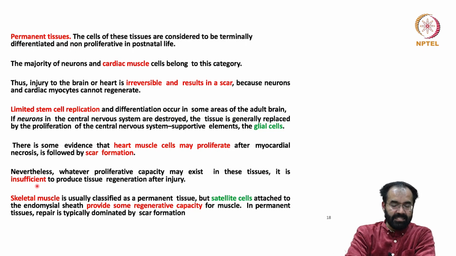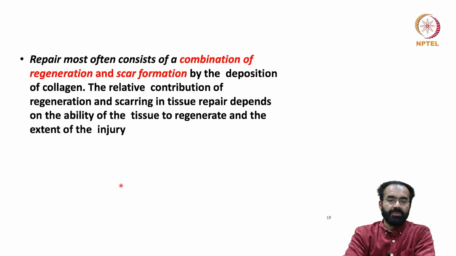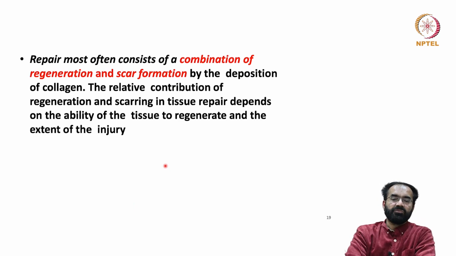Skeletal muscle, a classic example, that is your body muscles, is usually classified as permanent tissue, but the satellite cells attached to the endomysial sheath provide some regenerative capacity for the muscle. In permanent tissues, repair is typically dominated by scar formation. Repair most often consists of a combination of regeneration and scar formation. It's not one or the other alone. By the deposition of collagen.